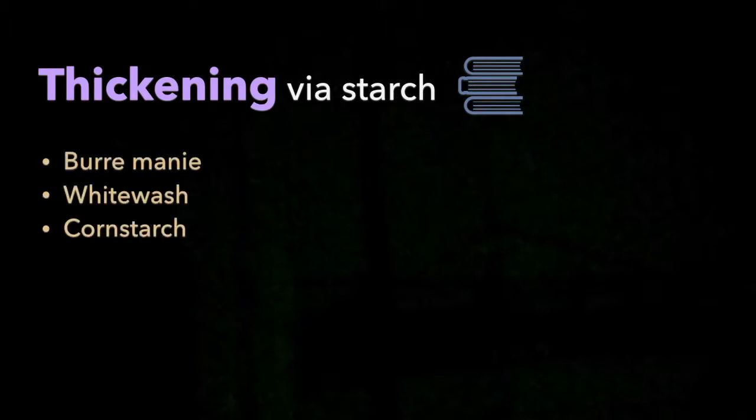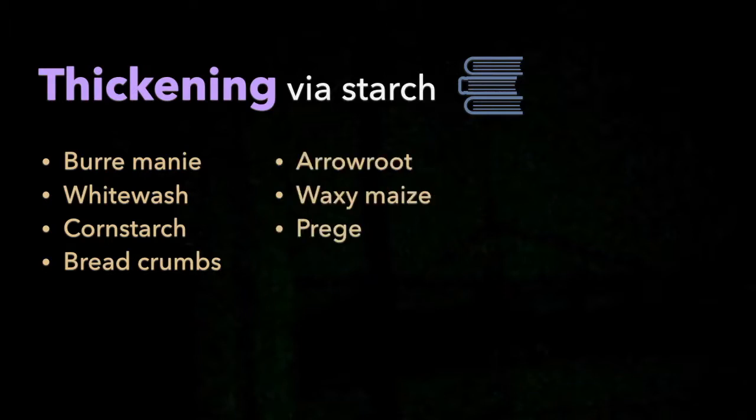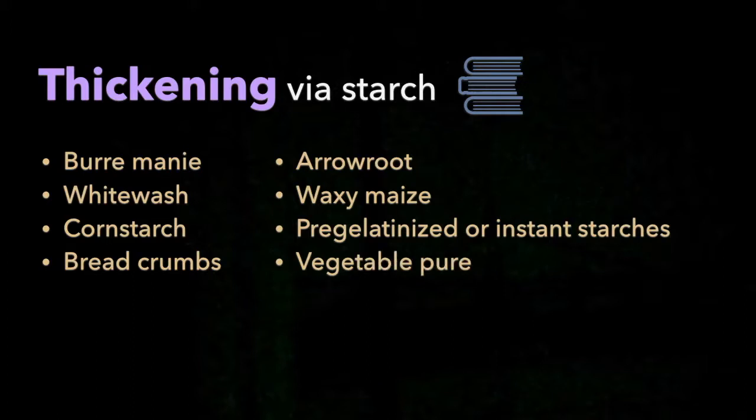Let's go to the next slide. Let's study this thickening via starch, right? I'm going to share a few points about what we can use as a starch. First we have a beurre manié, then we have a whitewash, then cornstarch, breadcrumbs, arrowroot, then we have waxy maize, then we have pre-gelatinized or instant starches, then we have a vegetable puree. We use these as starches and add them to the food to make it thicker, right?